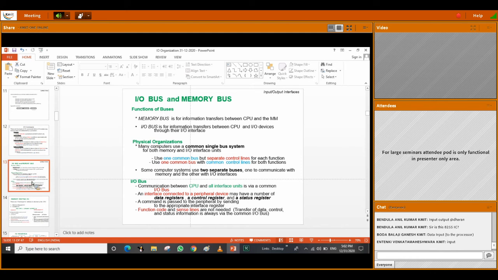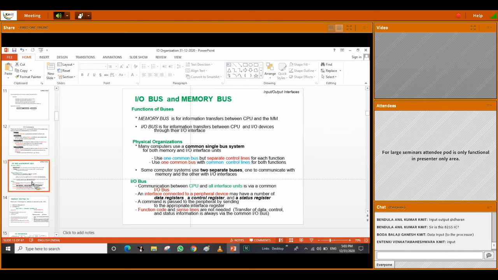And for physical organization, many computers use a common single bus system for both the memory and IO interface units. For example, one common bus but separate control lines for each function, or one common bus with common control lines for both functions. Whenever we use separate functions, there are separate control lines; for multiple functions, common control lines.